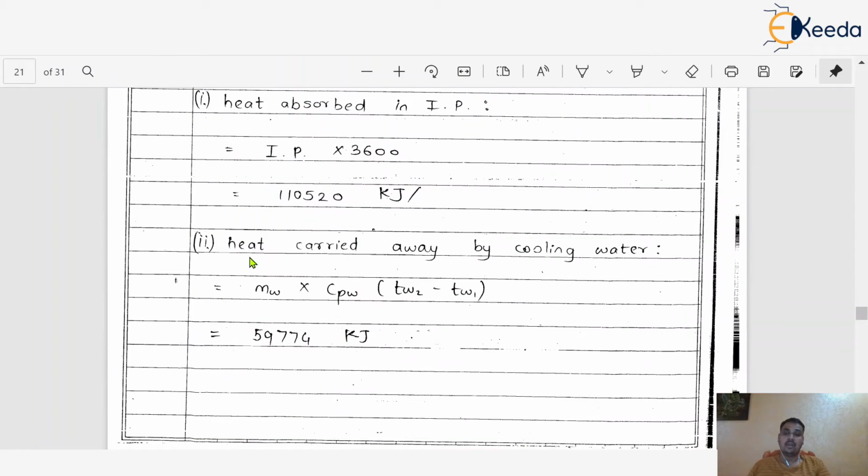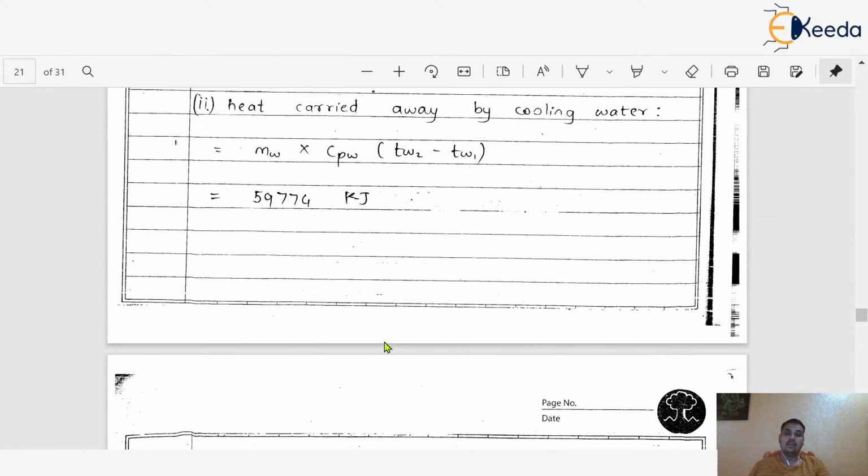Similarly, the second one, heat carried away by cooling water. We know it is the mass of cooling water into specific heat of the water into T2 minus T1. We can consider the standard values of specific heat of water. Sometimes it is given in the problem; if it is not given, we have to consider the standard values. After putting all the values over here, we come to know the value is 59774 kilojoules. This is the heat carried away by the cooling water.